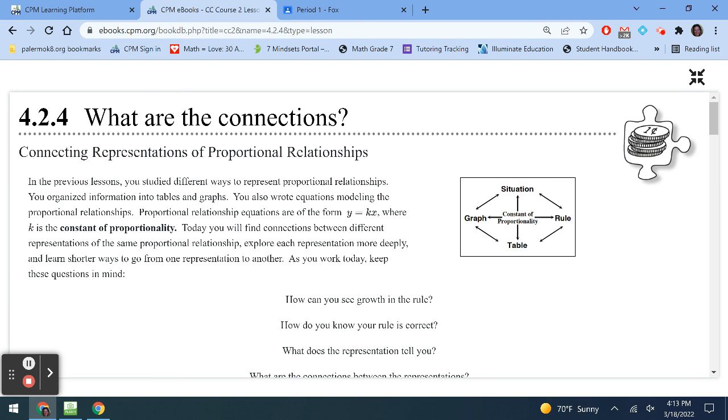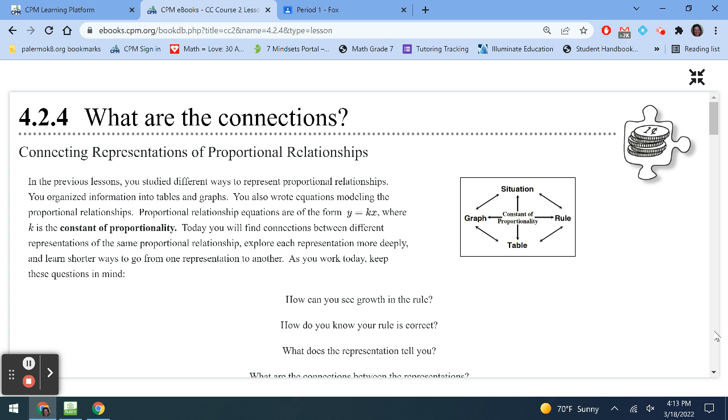2.4, what are the connections? Connecting representations of proportional relationships. In the previous lessons, you studied different ways to represent proportional relationships. You organized information into tables and graphs. You also wrote equations modeling the proportional relationships.